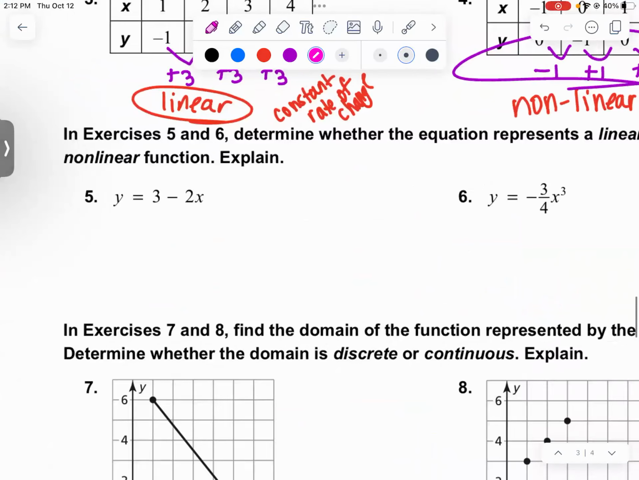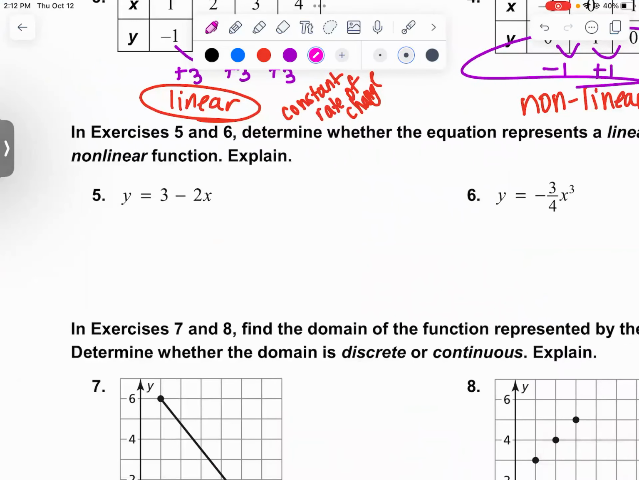Okay. Allison, do you think that number 5 is linear? You would be correct, yes. Walk it through. We know that this is linear. X and Y have exponents of 1. We can rewrite it into y equals mx plus b if we wanted.